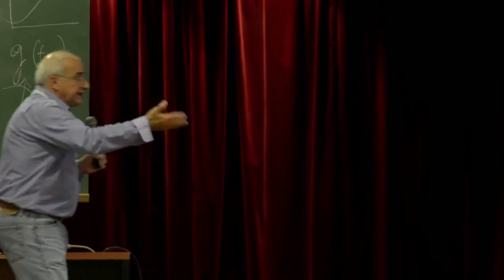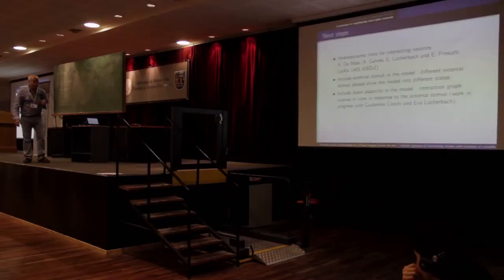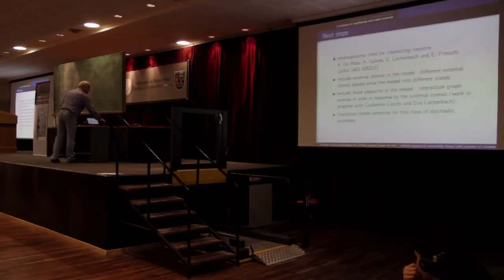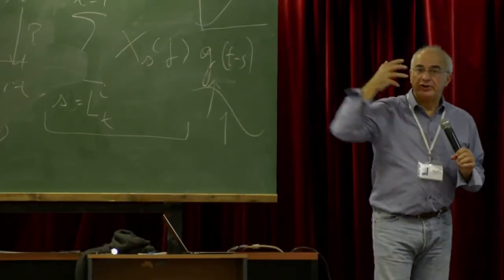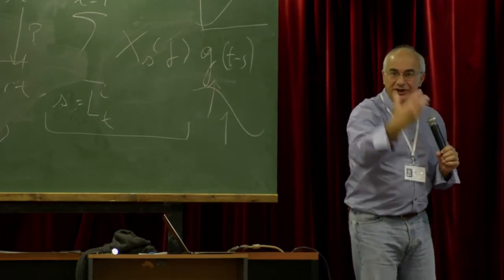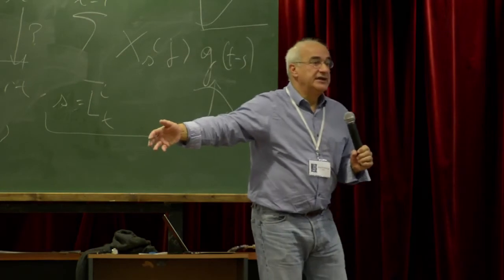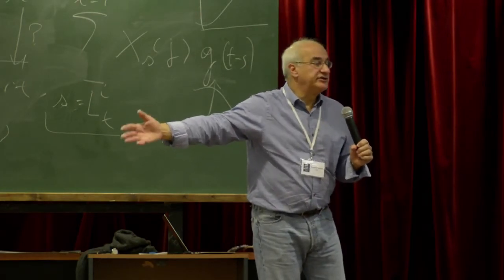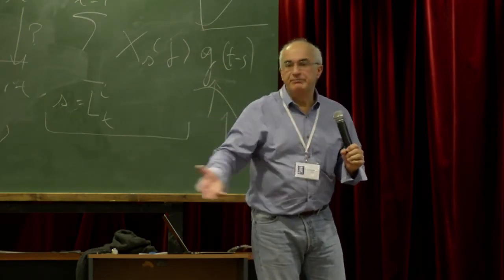Now, we are trying to do a first step in this direction with Guillermo Cecchina and Eva Löcherbach. And finally, the real question is to take experimental data and to say, look, for this data, in this class of models, the model which fits better, in a more economic way, is this one. And this is something which we must develop. There is no theory now available for this. Statistical model selection is something which must be done.